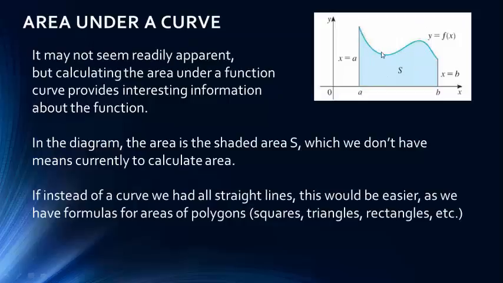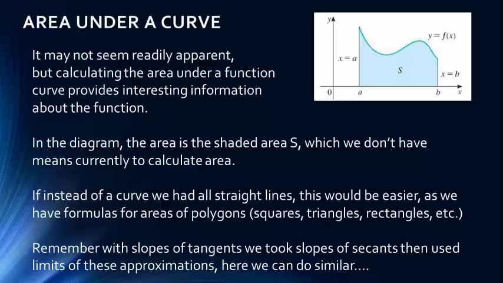If the function, instead of a curve, was made of straight lines, this would be a little bit easier because we actually have formulas for areas of polygons. For example, if the function was just a constant, then we'd have one big rectangle S, and we could easily calculate the height of the rectangle times the width, b minus a, and calculate the area. If it was a triangle, etc. So we have formulas for polygons, but we don't have them for a curve.